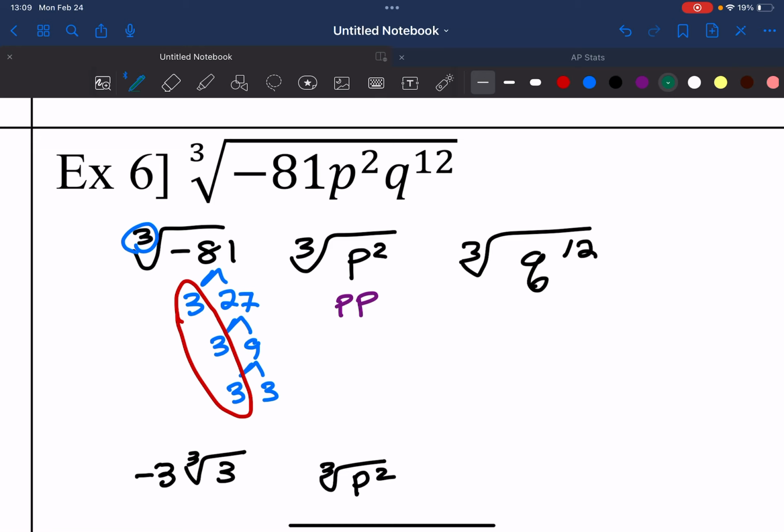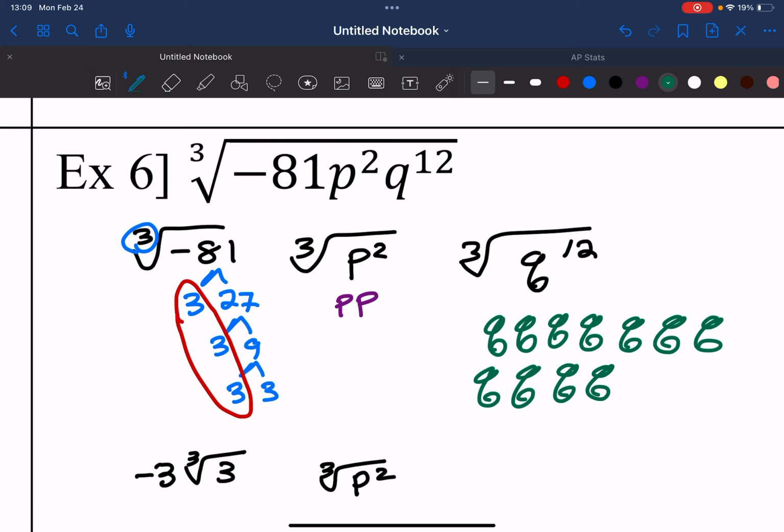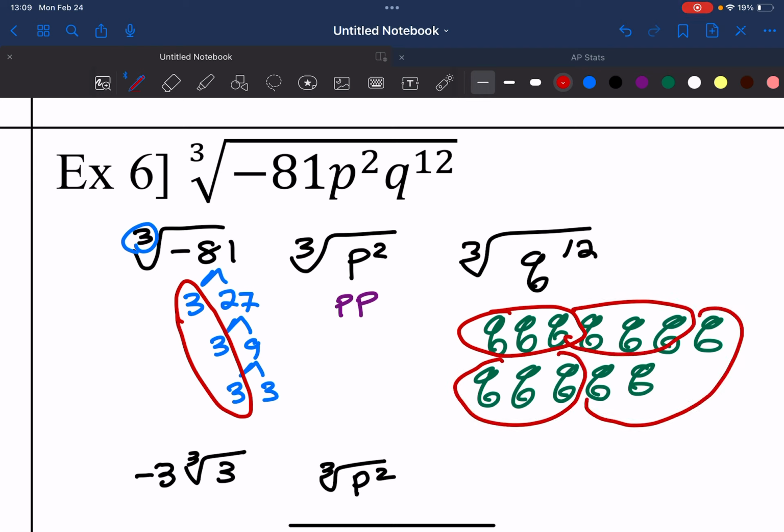And then now with my cubes, I have 1, 2, 3, 4, 5, 6, 7, 8, 9, 10, 11, 12. I'm going to circle pairs of 3. So 1, 2, 3, and then look, I have another one over here. So I have 4 pairs of 3s, which means I can take out q to the 4th power with nothing left over.